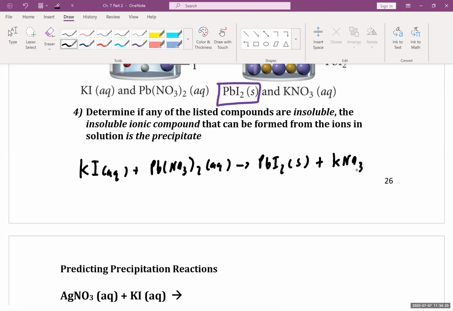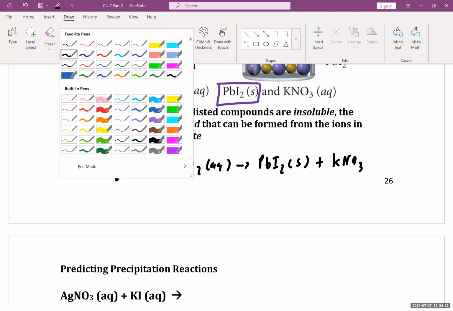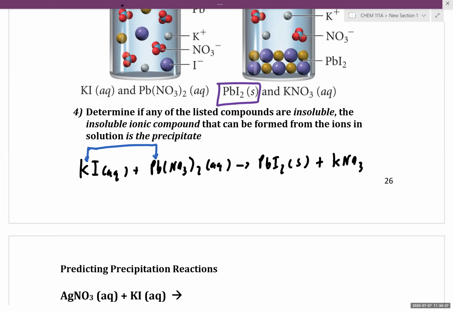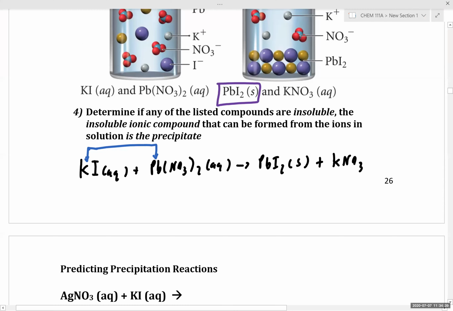Another way to think about precipitation reactions is that you essentially swap your cations and write a formula that is correct for the cation charge. Now, looking at this equation, is this equation currently balanced?